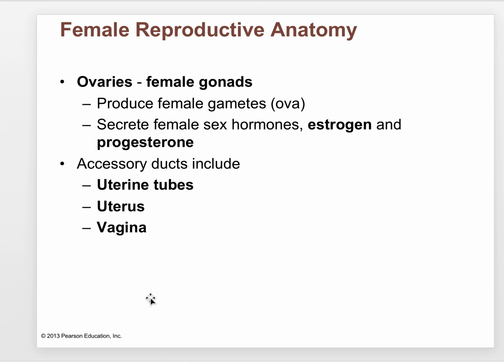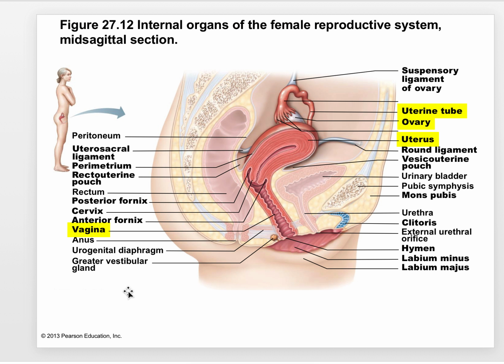The ovaries produce female gametes, or the ova. They also secrete sex hormones such as estrogen and progesterone. There are accessory ducts for the female, which include the uterine tubes, the uterus, and the vagina. This picture illustrates the location of these structures.